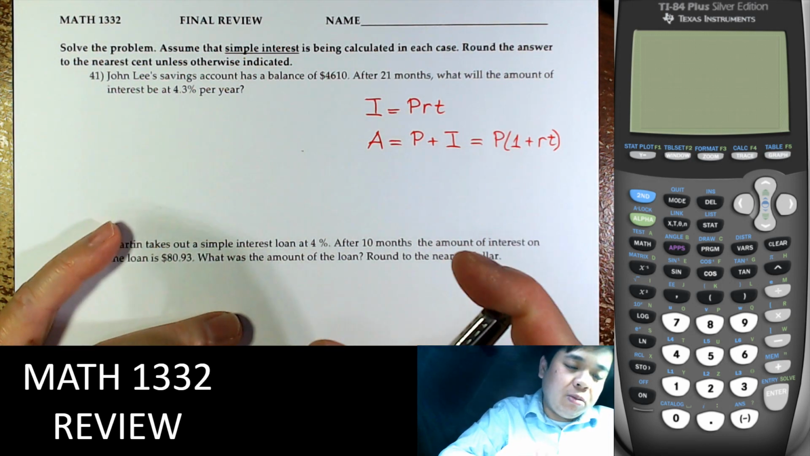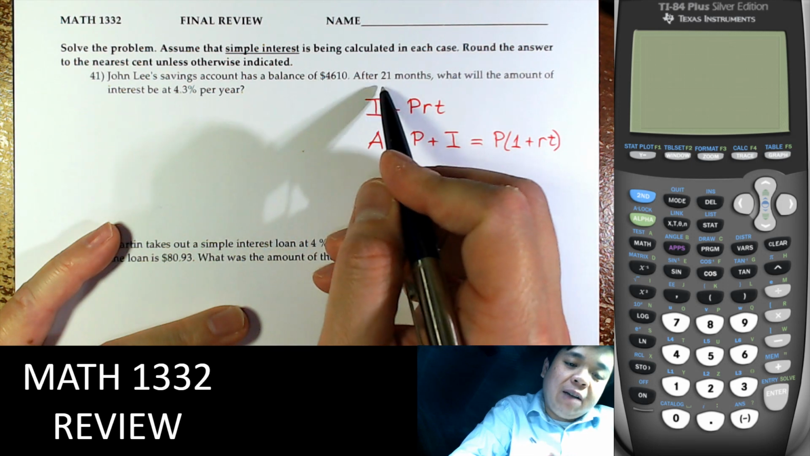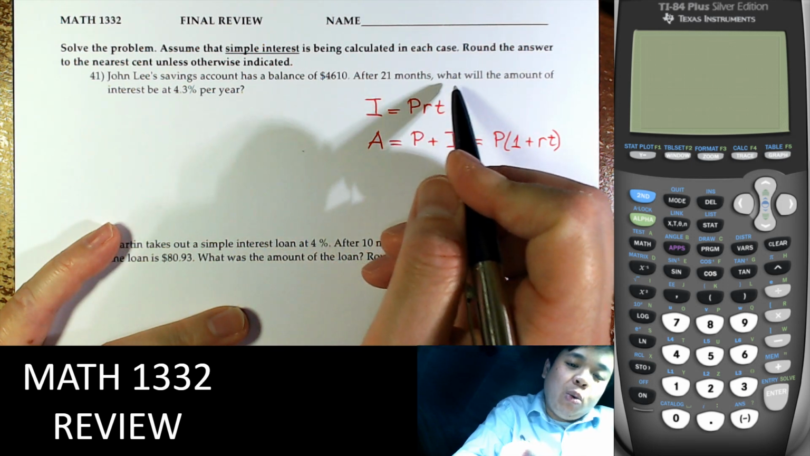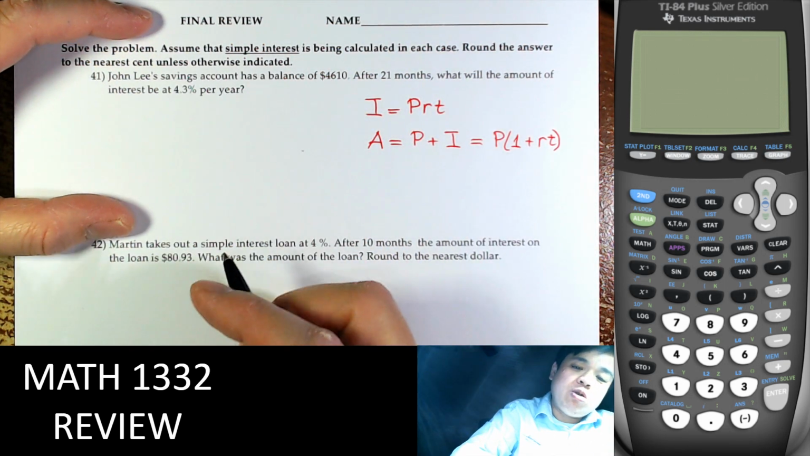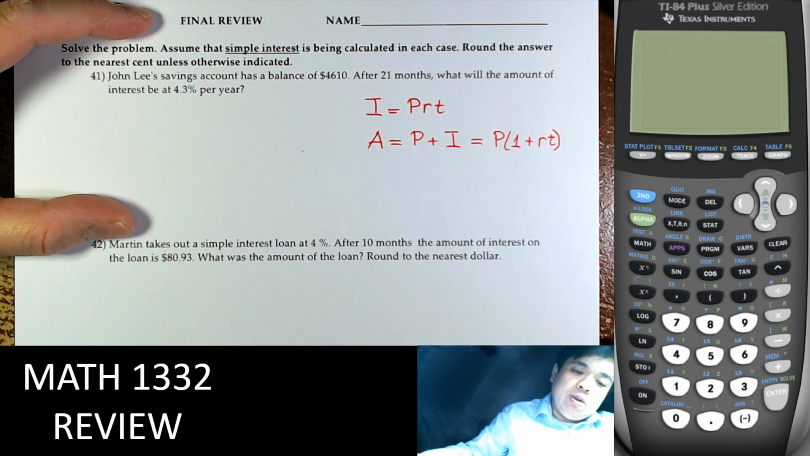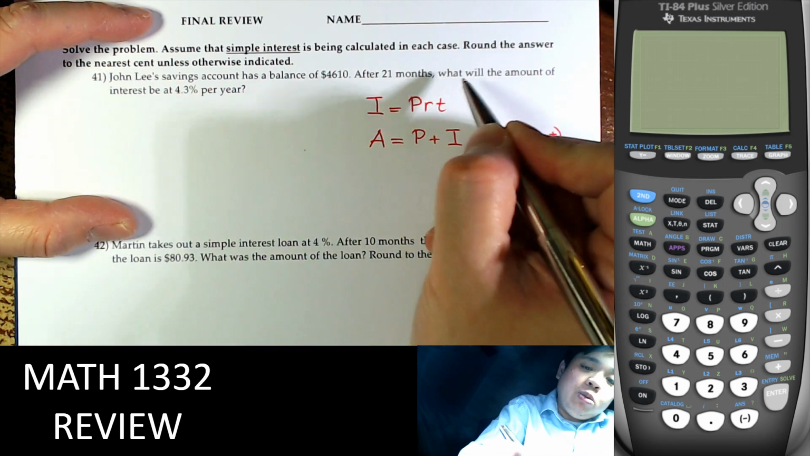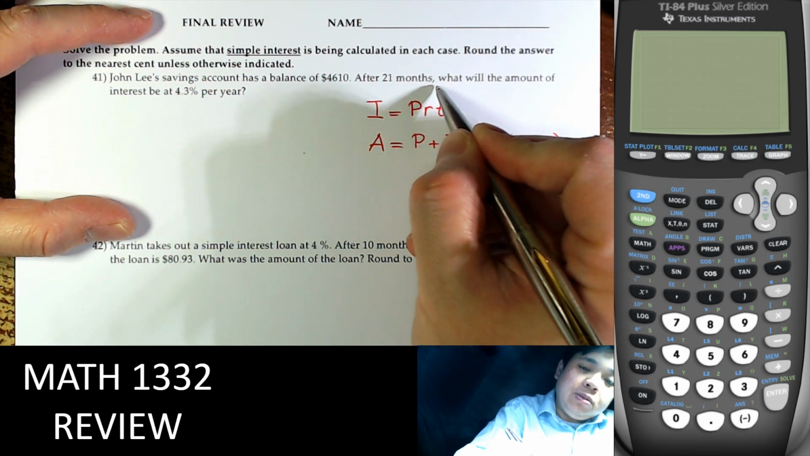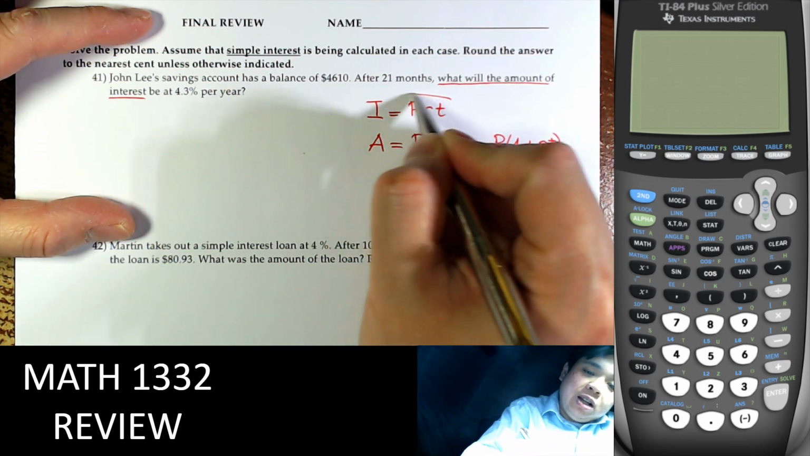Let's look at the first one. John Lee's savings account has a balance of that. After 21 months, what will the amount be if the interest is 4.3% per year? So this is pretty straightforward. They ask for the amount of interest.